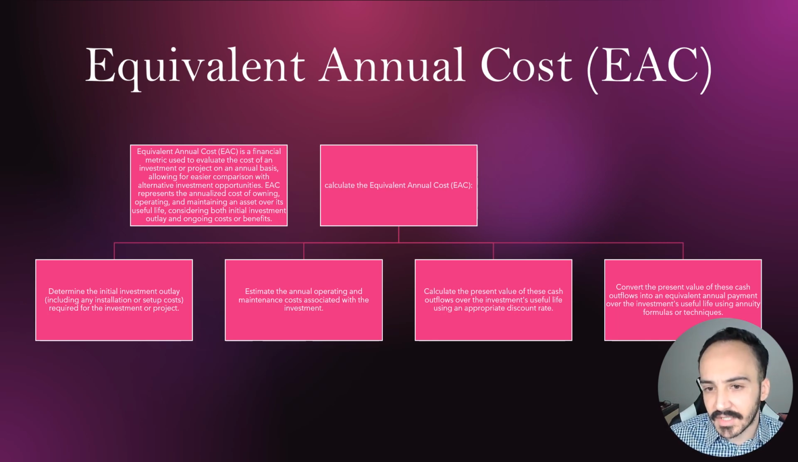To calculate the equivalent annual cost, EAC: Step 1, determine the initial investment outlay, including any installation or setup costs required for the investment or project. Step 2, estimate the annual operating and maintenance costs associated with the investment. Step 3, calculate the present value of these cash outflows over the investment's useful life using an appropriate discount rate. And now, step 4, convert the present value of these cash outflows into an equivalent annual payment over the investment's useful life using annuity formulas or techniques.